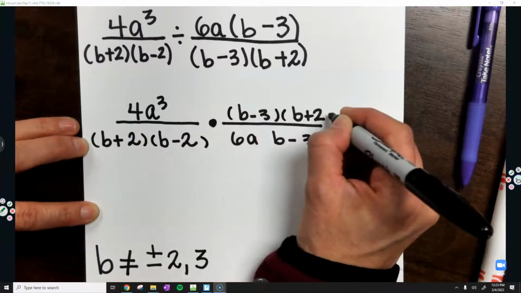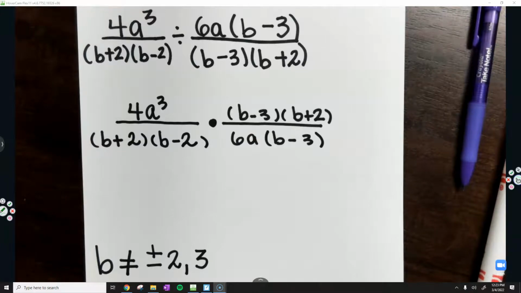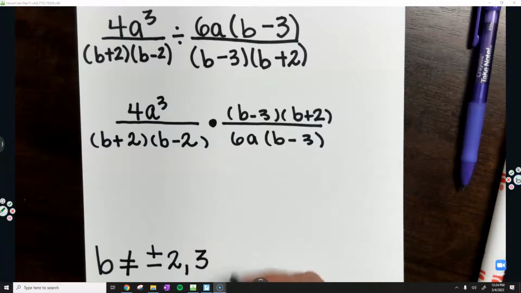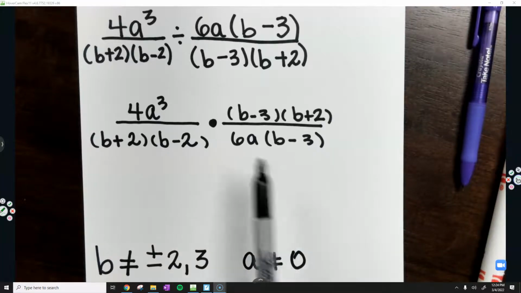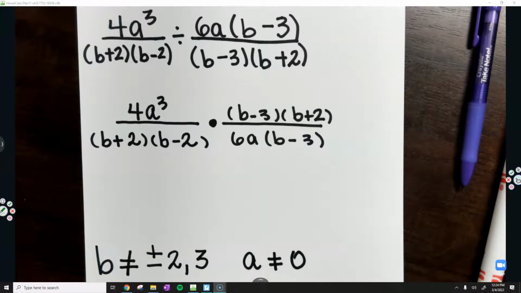Okay, please remember you always have to double check your restrictions because most of the time you have to add to it, and we do have to add to it. Do you see the new restriction? The 0. What cannot be 0? Right. So what would make that 0? Yeah. A cannot be 0. Good job. So remember, this time we did worry about the 6 because it had a letter next to it.